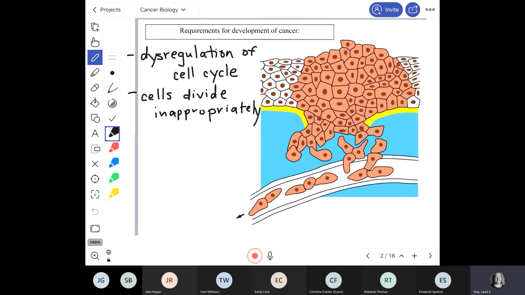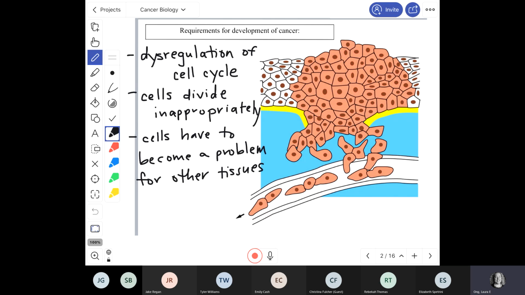Inappropriately. And that's probably the most obvious part of cancer. It's a cell division problem. So cells are going to divide inappropriately. And that's the key to what cancer is. But for cancer to actually become a danger to an organism, those cells have to become a problem. In some way, the cells have to become a problem for other tissues.